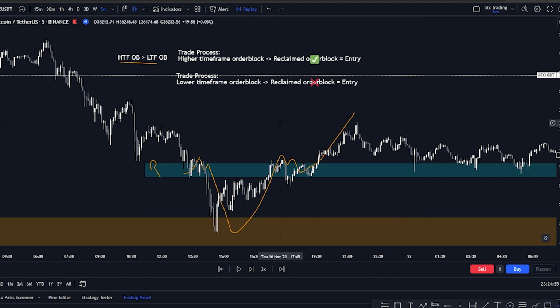However, you must note that I didn't take action without the higher time frame confluence. So this is what I'm explaining here. If price tags the higher time frame order block, then you can take a reclaimed order block entry. However, lower time frame order block tags and reclaimed block entries usually result in a lower win rate and a greater loss.